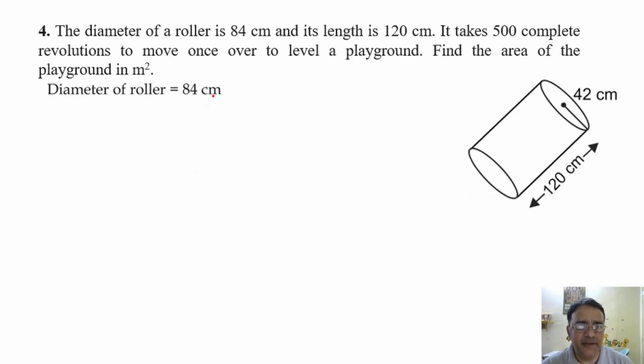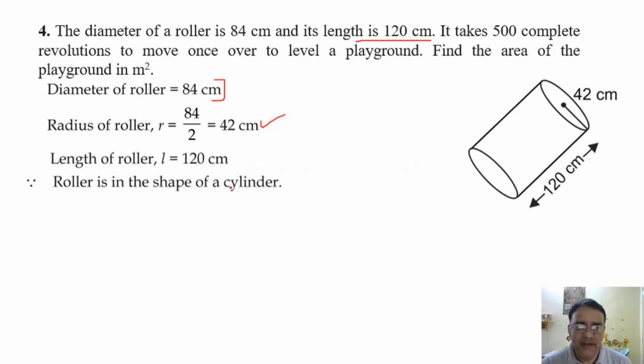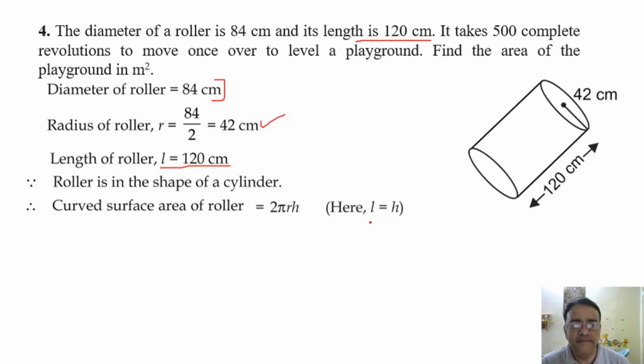So let us start with the diameter 84 centimeters. So what will be the radius? 84 by 2, that is 42 centimeter. Now the length is given 120, that will be the height, क्योंकि roller जो है वो cylindrical shape होता है, right? Roller is in the shape of a cylinder, so this is considered as height, and curved surface area of roller is equal to 2 pi RH. Now we are going to find 2 pi RH value. 2 into 22 by 7 into the value of R is given, that is 42, and H is 120, and this we can cancel it.